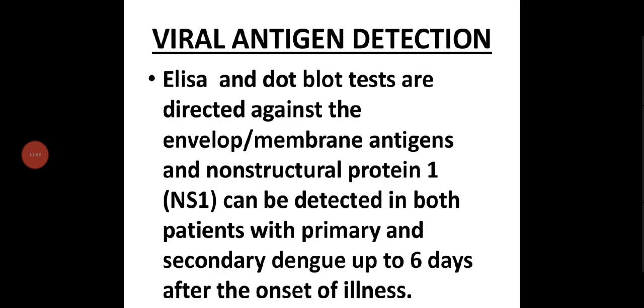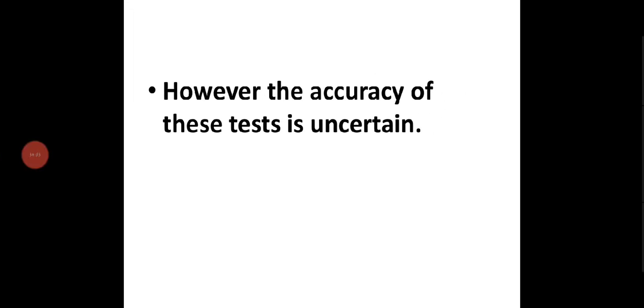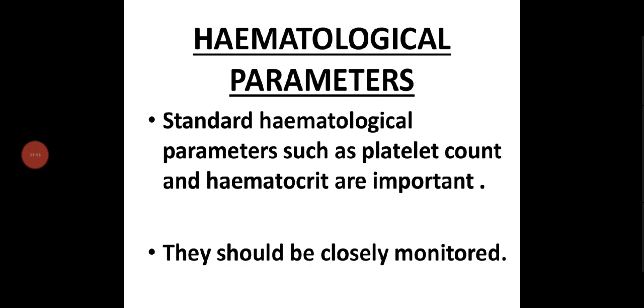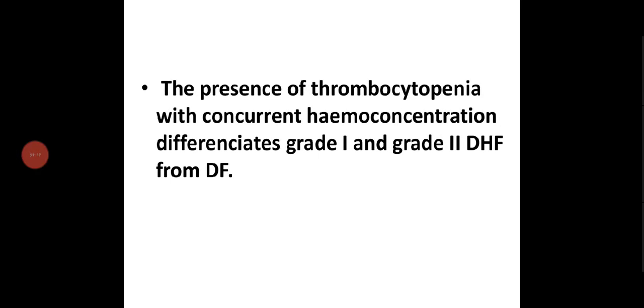Viral antigen detection is by ELISA and dot blot test. Rapid diagnostic test: a number of commercial rapid format serological test kits are present for anti-dengue IgM and IgG. However, the accuracy of these tests is uncertain. And for hematological parameters, you will see the platelet count. Clinical management: it is important to classify the severity of dengue infection. The presence of thrombocytopenia with concurrent hemoconcentration differentiates grade 1 and grade 2 DHF from DF. By seeing these symptoms only, you can confirm the disease.